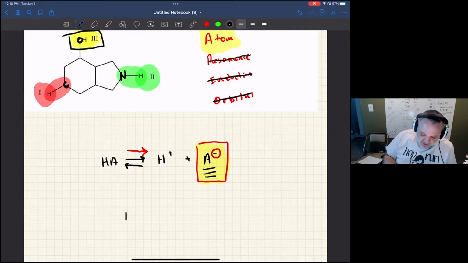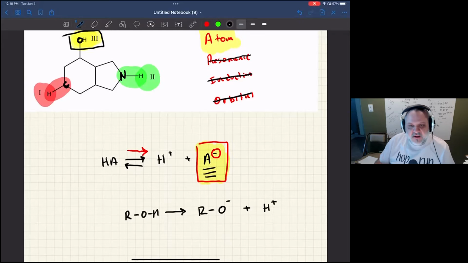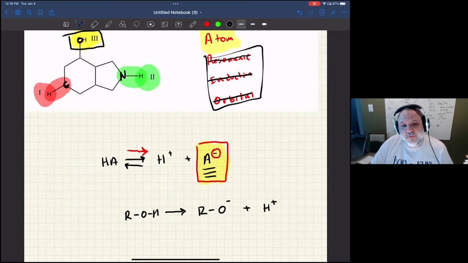So when an oxygen forms an anion, it's going to be more stable than a nitrogen that forms an anion or a carbon that forms an anion, in general, with all other things being equal. Okay, that's it.